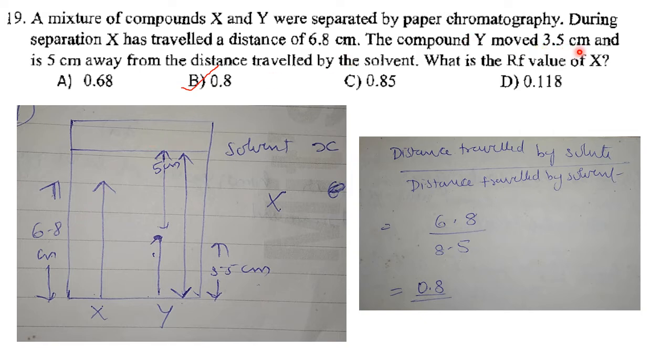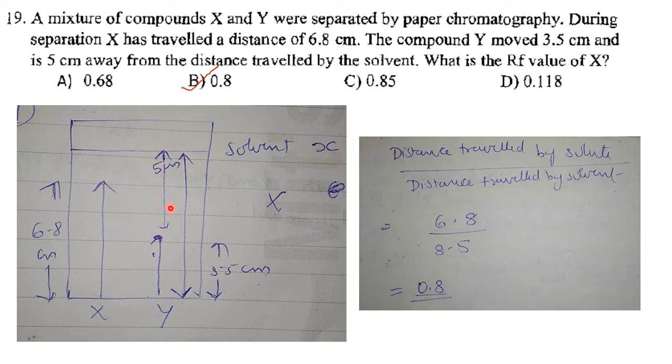The compound Y moved 3.5 centimeter and is 5 centimeter away from the distance travelled by the solvent. So the compound Y has first moved 3.5 centimeters and then it is 5 centimeter away. Up till this horizontal line represents the region where the solvent has moved. So this is the whole length of the region where the solvent has moved. And the compound Y first moved 3.5 centimeter and it is 5 centimeter away from the distance travelled by the solvent. So it is this region.